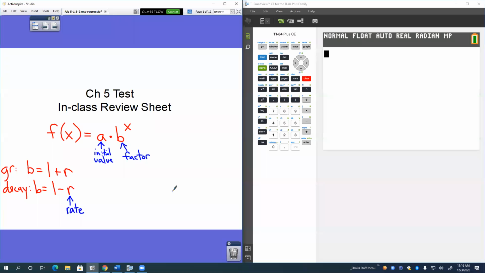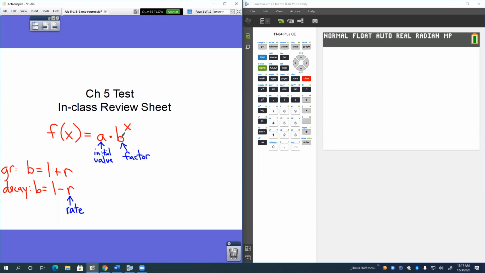So we are reviewing for your Chapter 5 test tomorrow. Remember that the generic form for the equation of an exponential function is a times b to the x power. Remember that this a value is your initial value. That's what it's starting off at. So any of these word problems, that's the value that it starts off with.